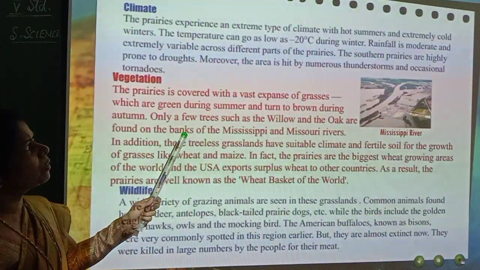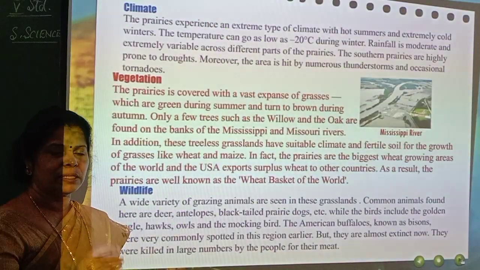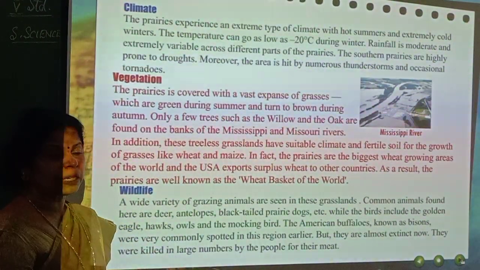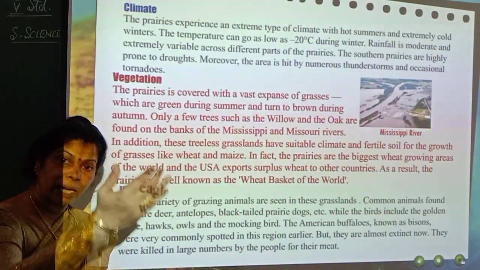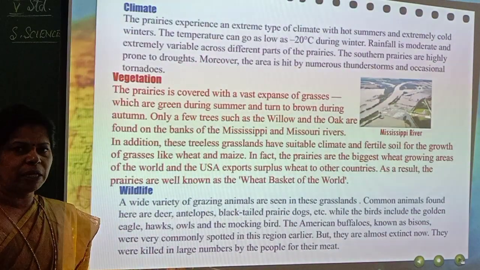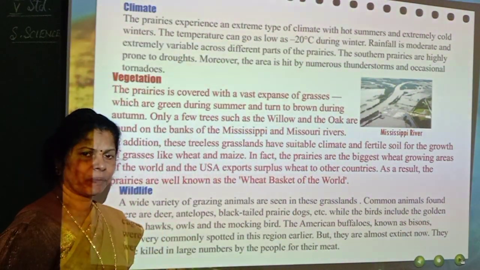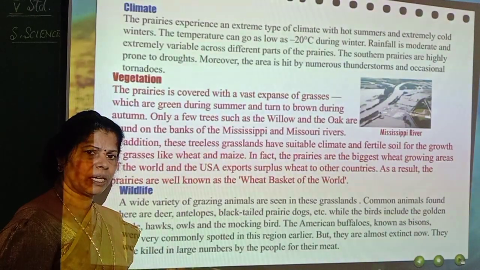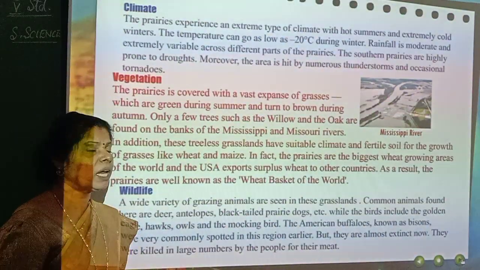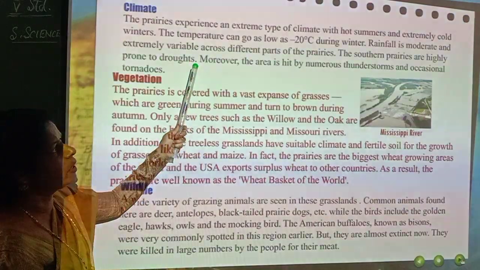The temperature can go as low as minus 20 degrees Celsius. See, 0 degrees Celsius itself is the freezing point. But here what is happening? Temperature in the winter season goes to minus 20, less than 0 degrees. Means you can understand. At 0 degrees itself, water changes to ice, right? When it is going to minus 20 degrees, how can you stand that temperature? It is too cold. Very, very cold. So it is minus 20 degrees Celsius during winter.